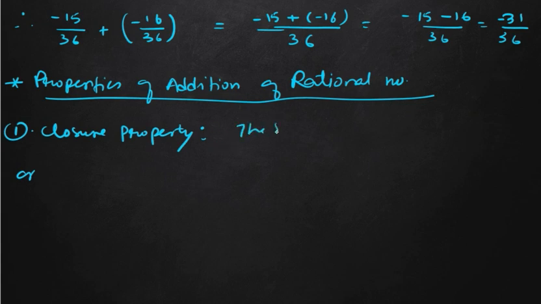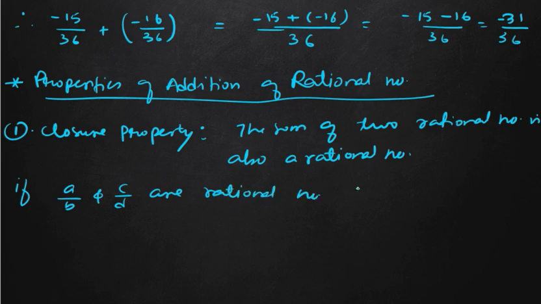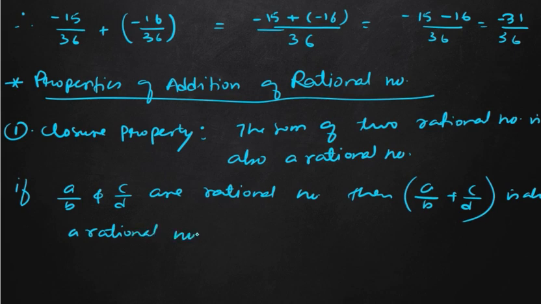It states that the sum of two rational numbers is also a rational number. This is the correct property. Okay, that means if a by b and c by d are rational numbers, then if we add them, that is a by b plus c by d, this also will be a rational number.